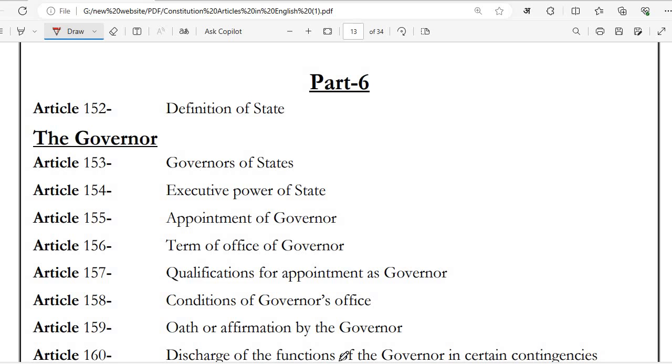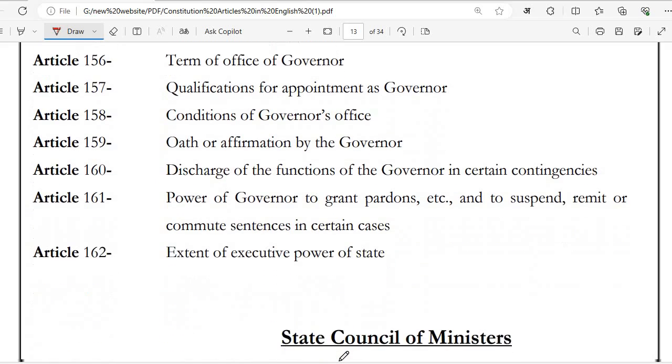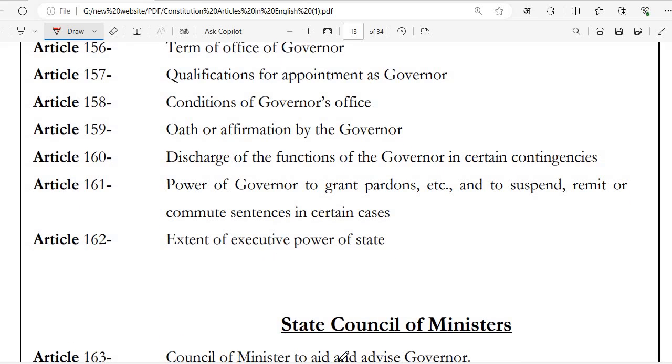Executive power of state shall be in the hand of governor. Like the president, he is the executive head of the state. Appointment of governor, he is appointed by the president under Article 155. Article 156, term of office of governor is 5 years, and a person may be governor for any number of times. 157, qualification for appointment as governor. 158, condition of governor's office. 159, oath affirmation. The governor takes oath before the Chief Justice of the state's High Court.